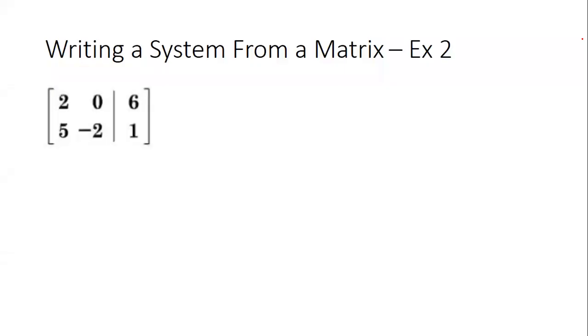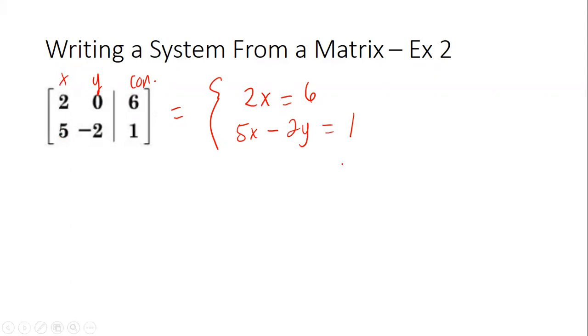All right, so let's check what you did. So your first column represents your x's, right? Second column represents your y's, and the last column are your constants. So this equals 2x, do I have a y? No, equals 6. Last one I have 5x minus 2y equals 1. What would you see as 1? Yes? How do we feel about going from matrix back to system?